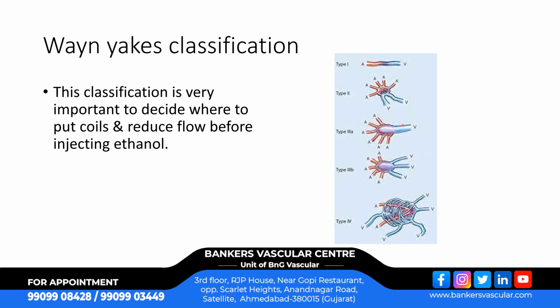the slow flow. Like if we take this type 3A and 3B, these are the ideal points to put a coil, and then once we put a coil over here, the high flow becomes slow flow, and then we can inject the ethanol. So this is how the classification works.